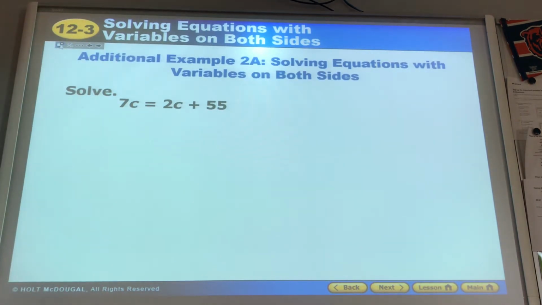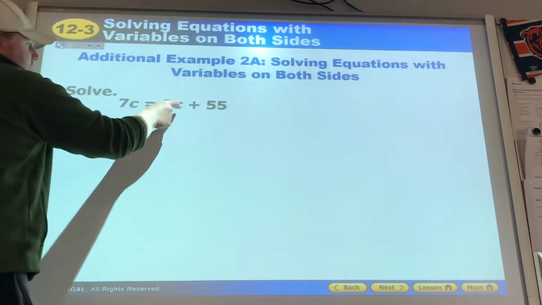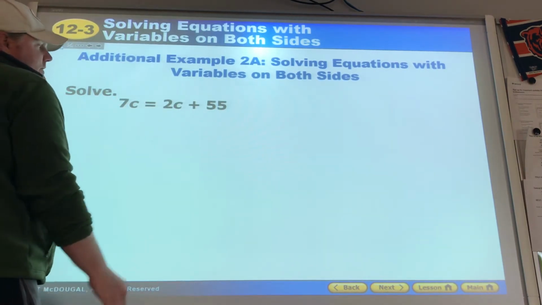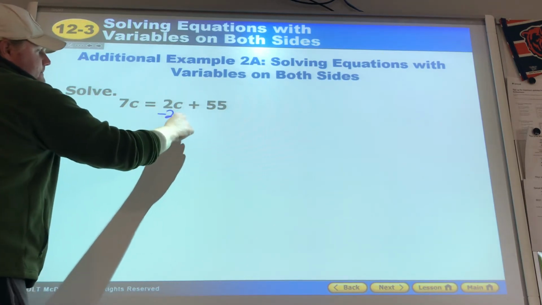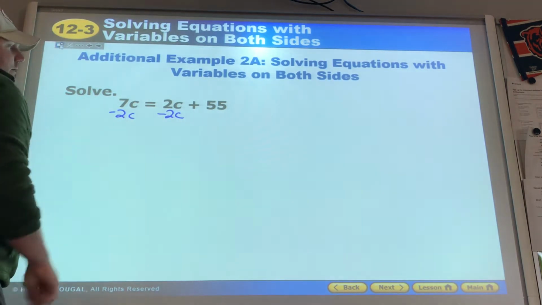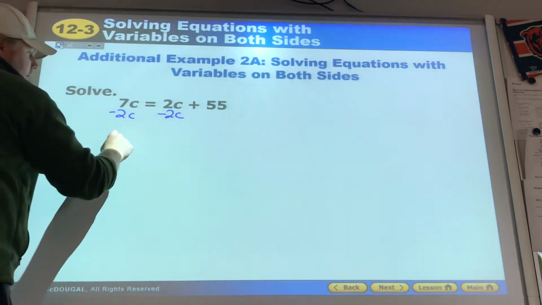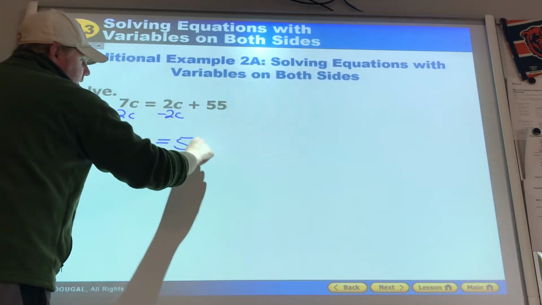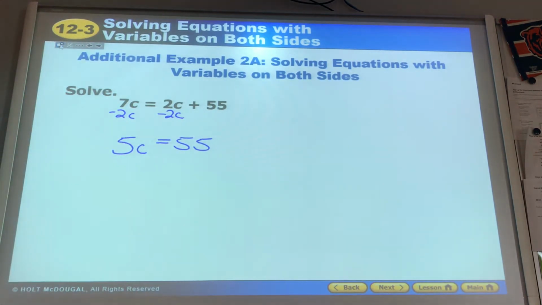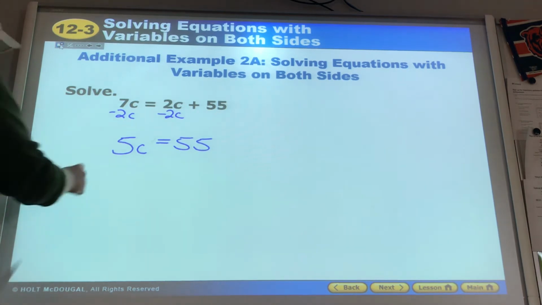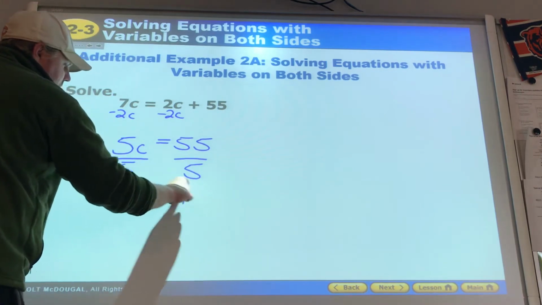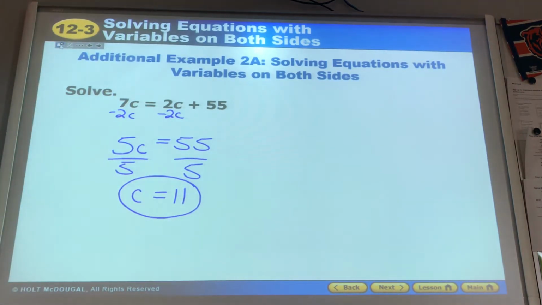Okay? Now, variables on both sides. I see these are like terms. The equal mark is there. So if I subtract 2c, all right, then 5c equals 55. Do you see how I'm now ready to solve the problem? Divide by 5, c equals 11. Okay?